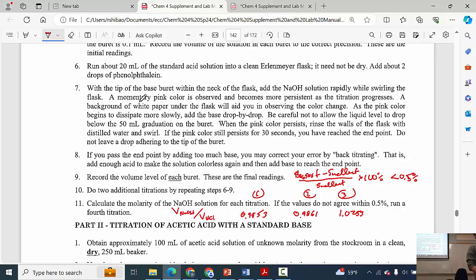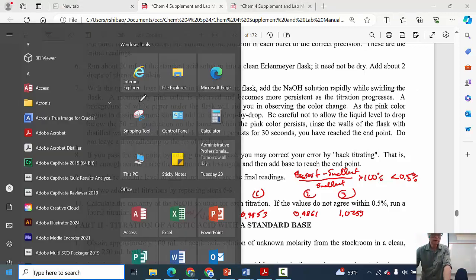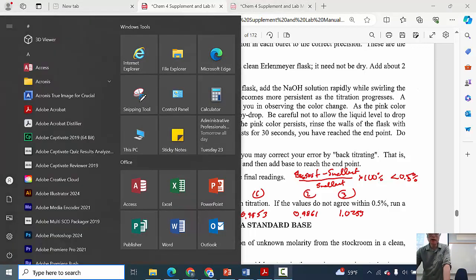All right, so you're going to work individually on this. Hopefully we have enough burettes, but everybody needs to get practice. Let me double check that we have that. I think we do have enough.